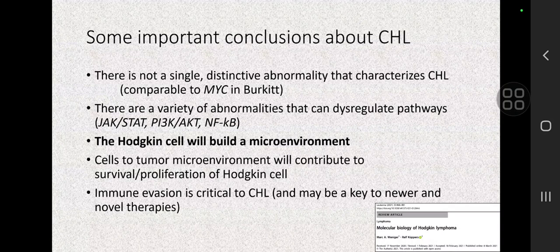The tumor microenvironment then feeds back on the Hodgkin cell itself and adds to its proliferation or survival. And then immune evasion and immune downregulation is critical to Hodgkin.